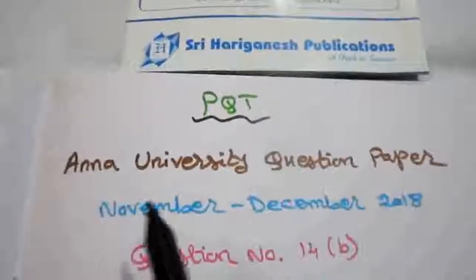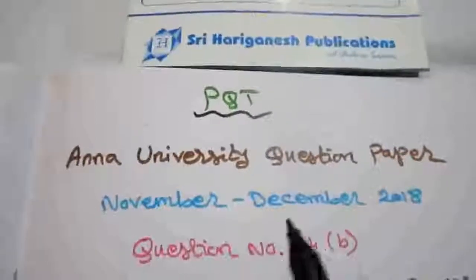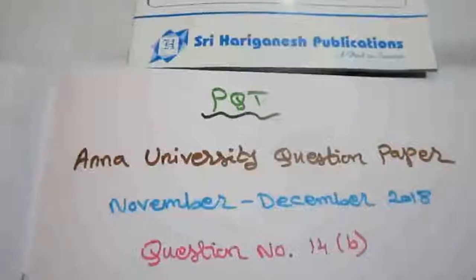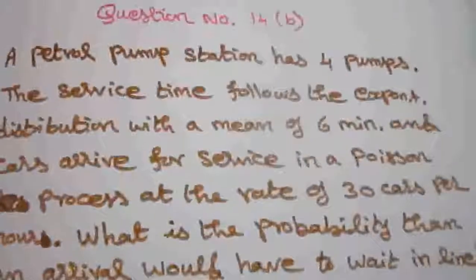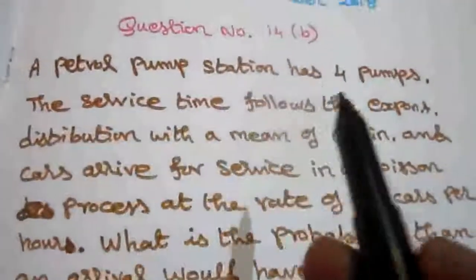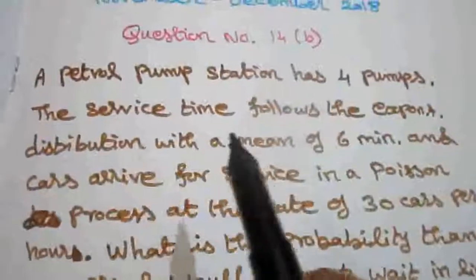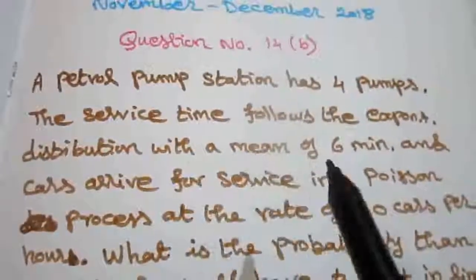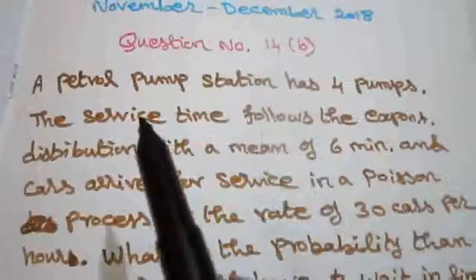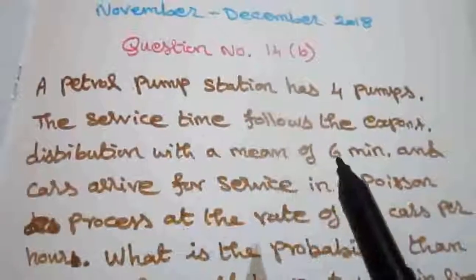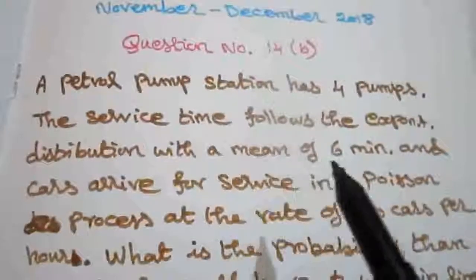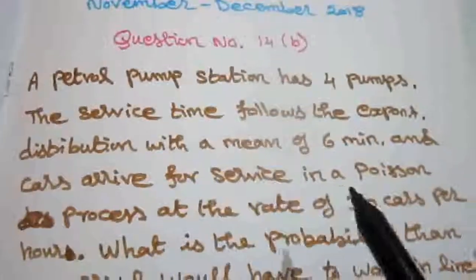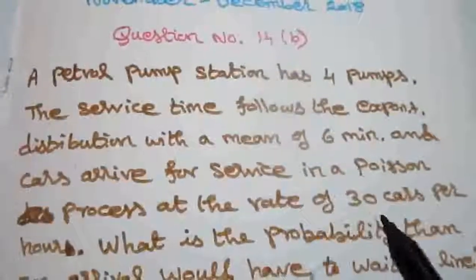PQT Anna University question paper, November-December 2018, question number 14B. A petrol pump station has 4 pumps. The service time follows the exponential distribution with a mean of 6 minutes. That means the service rate is 6 minutes. And cars arrive for service in a Poisson process at the rate of 30 cars per hour.